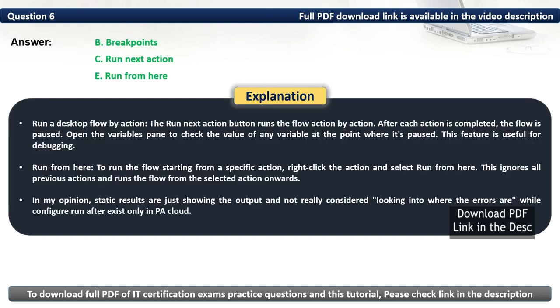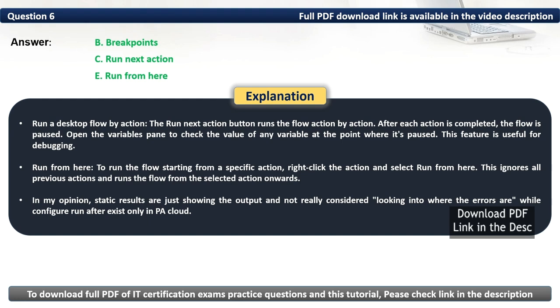About the options, run a desktop flow by action. The run next action button runs the flow action by action. After each action is completed, the flow is paused. Open the variables pane to check the value of any variable at the point where it is paused. This feature is useful for debugging.